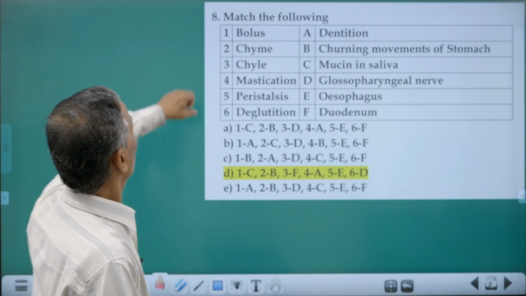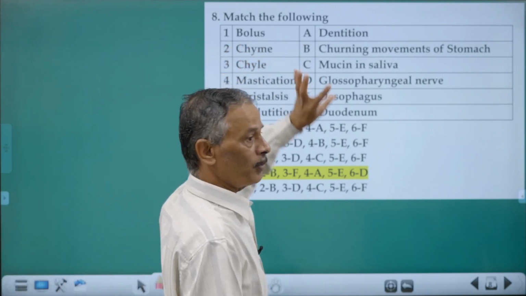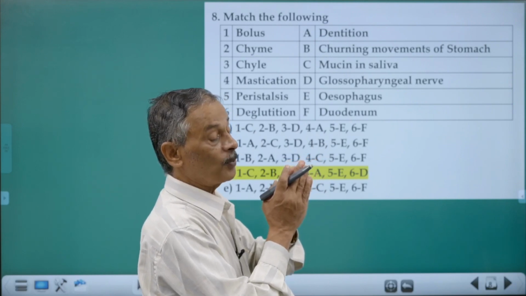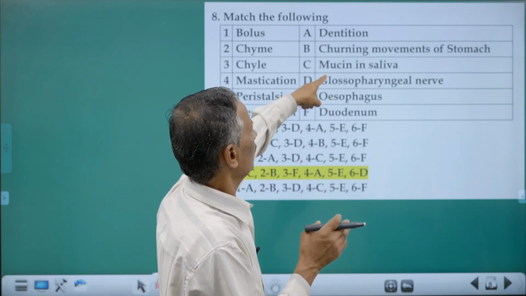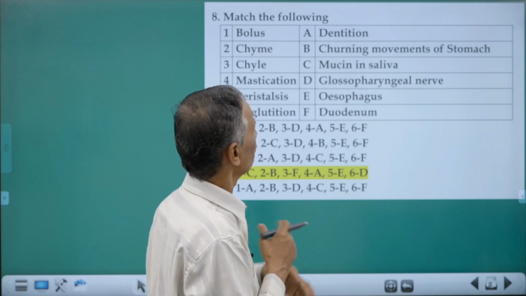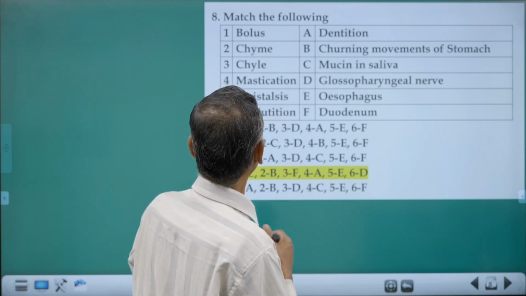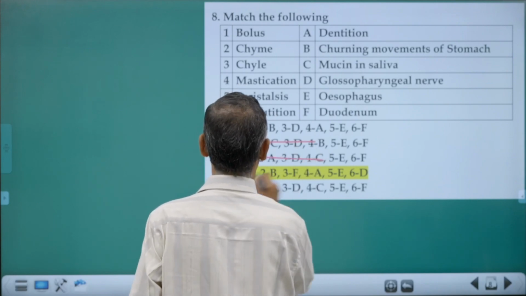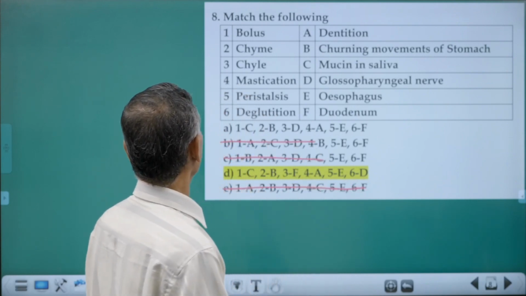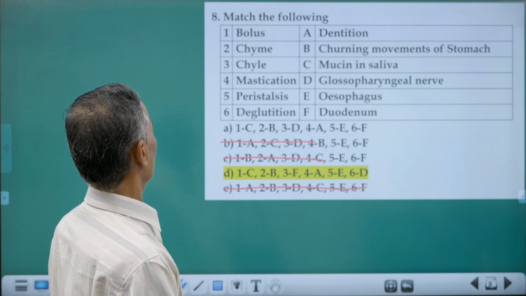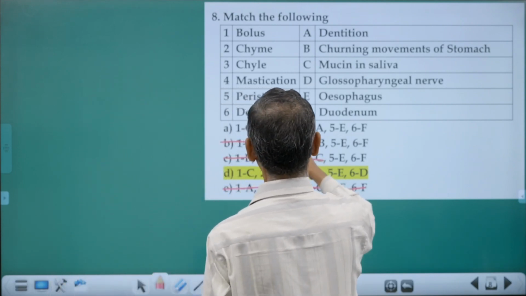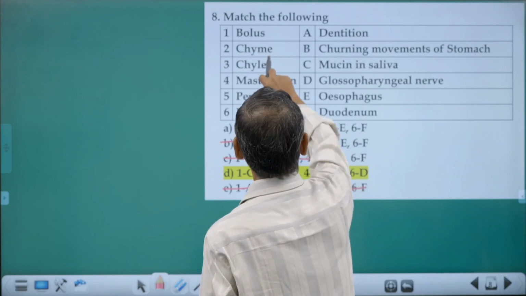So, how is the bolus formed? It is formed by the sticking of the food particles with the help of saliva. Saliva contains mucus. Okay, so mucus. So one is C. So immediately we eliminated all others except D and A. Now you concentrate only on this one. 2 is same.